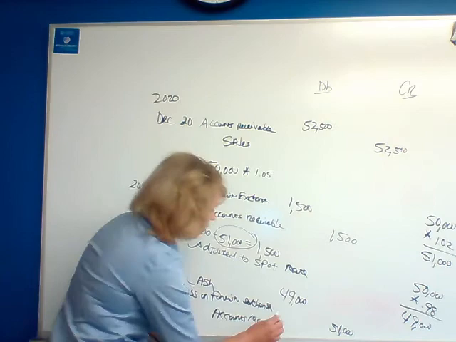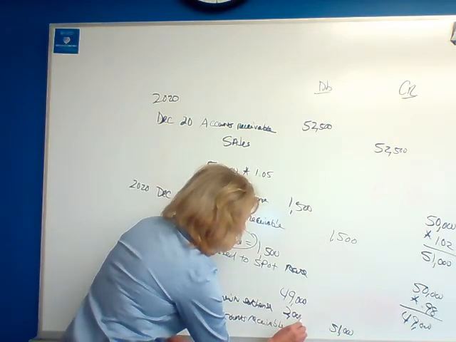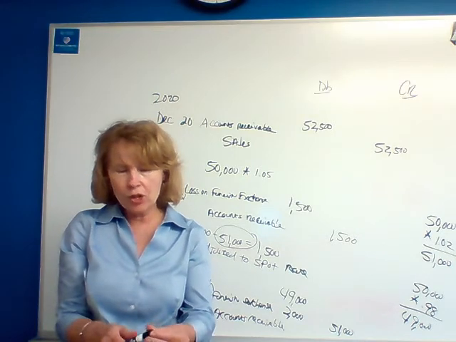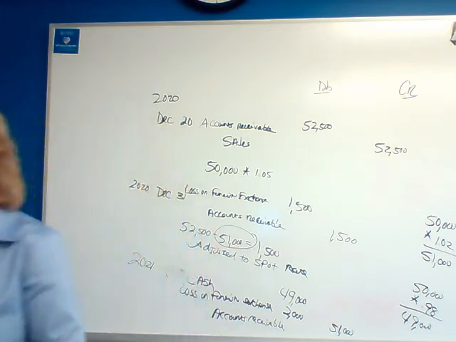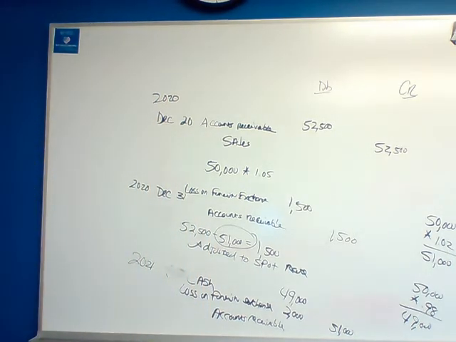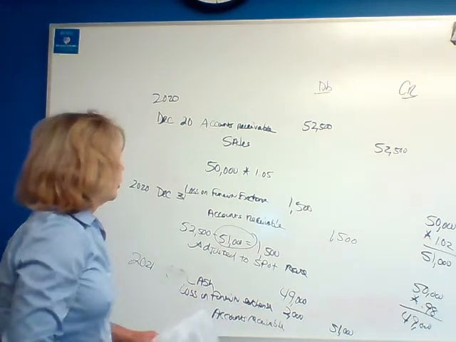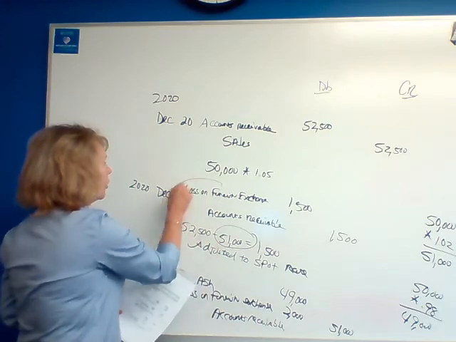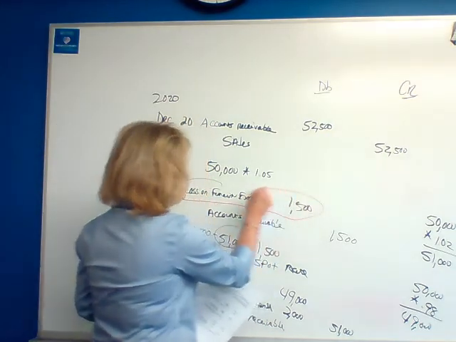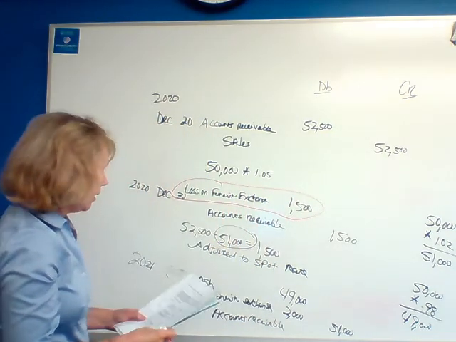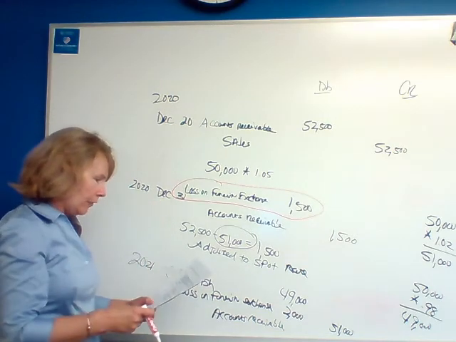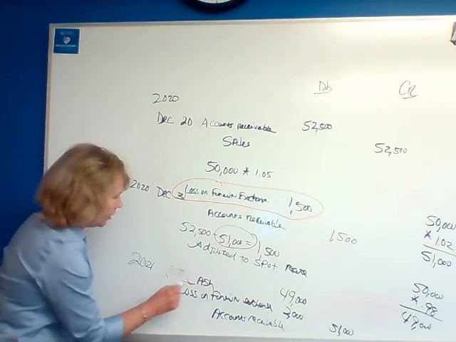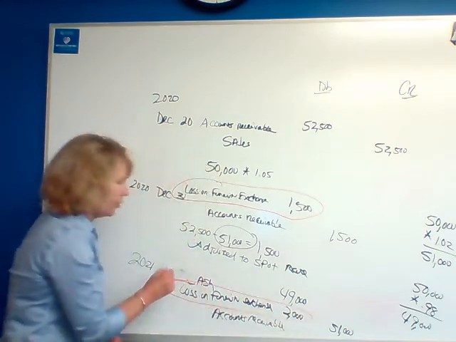of $2,000. All right, so this particular problem asked you what's the effect on the income statement. Here's your first loss for this foreign exchange, right here, 1,500. So in 2020, I have a loss of 1,500. In 2021, I have a loss of 2,000.